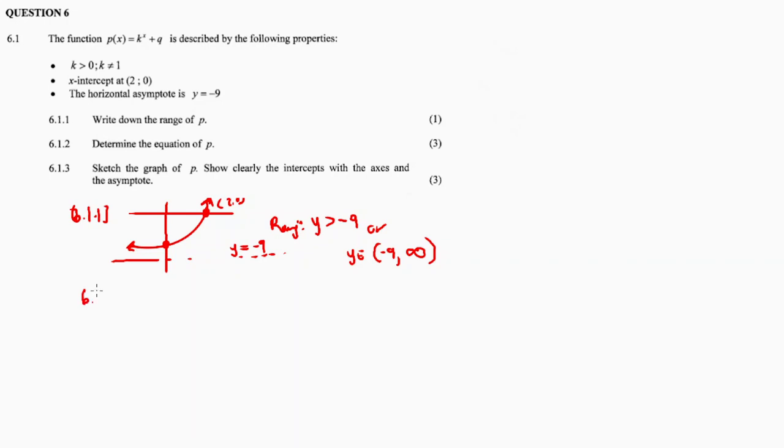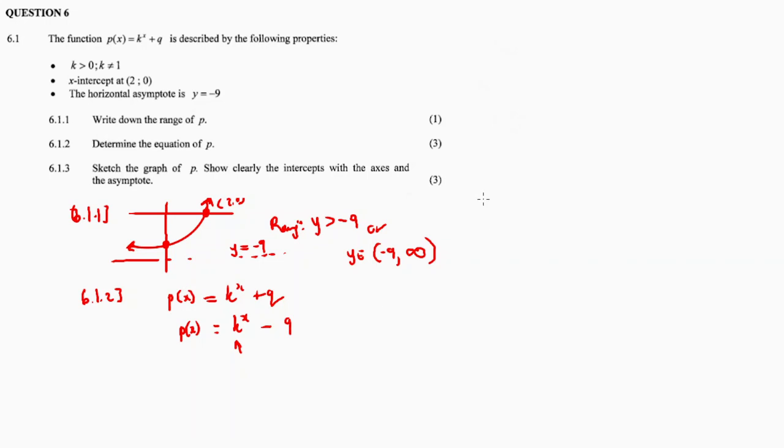6.1.2, determine the equation of p. p of x equals k exponent x plus q, as I've explained above. In 6.1.1, q is the horizontal asymptote. Since the horizontal asymptote is y equal to minus 9, q is going to be minus 9. So now, in order to find the equation, I want the value for k.